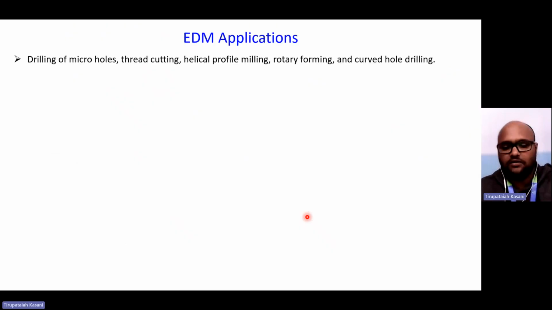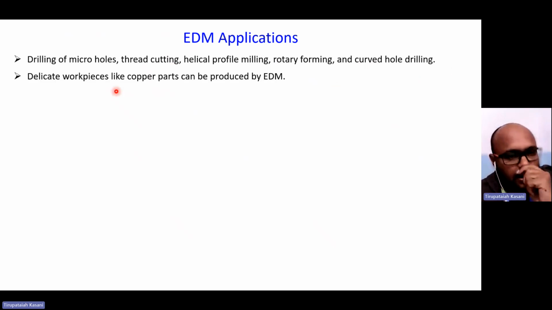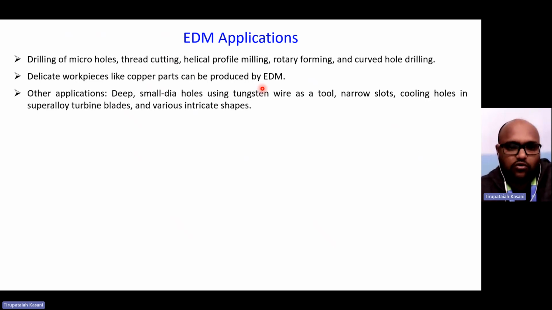See here, what are the EDM applications? Drilling of micro holes, thread cutting, helical profile milling, rotary forming, and curved hole drilling. These are the main applications of this EDM. Delicate workpieces like copper parts can be produced by EDM, electric discharge machining. You have already seen the thickness of the wire is 0.25 mm only.